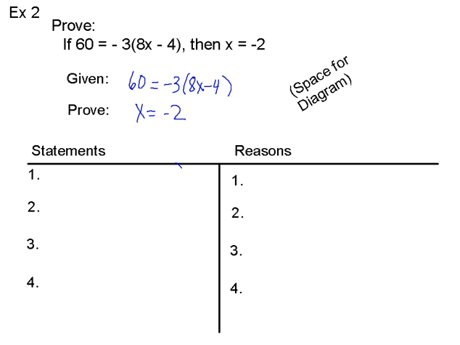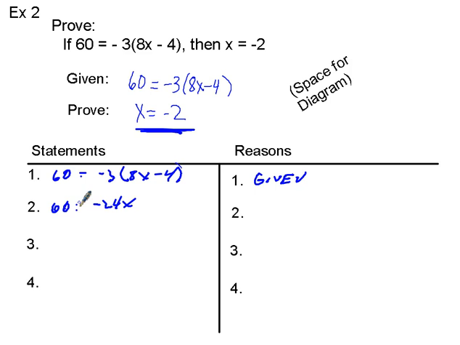We're given 60 equals -3 times 8x minus 4, and that's the given, so we'll label that as the given, and we're going to solve this problem until we can get down to x equal to -2. So how do we do it first? Distribute that -3, which gives us -24x plus 12. And what property was that? That was the distributive property.